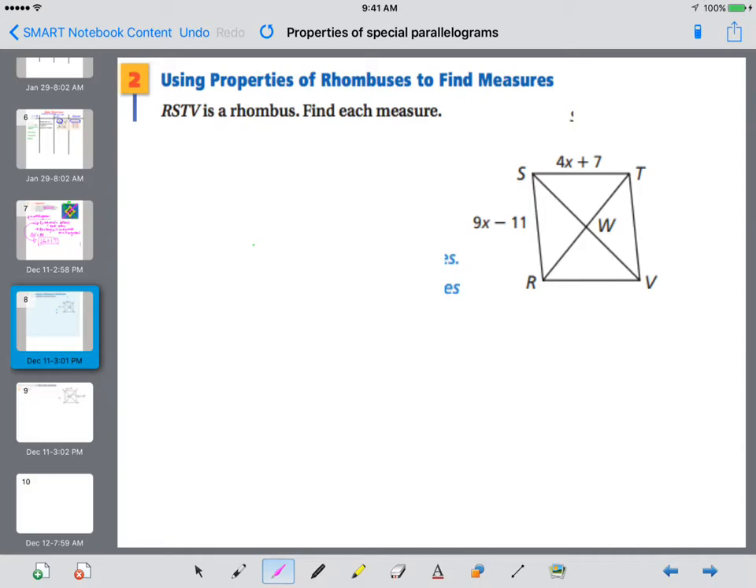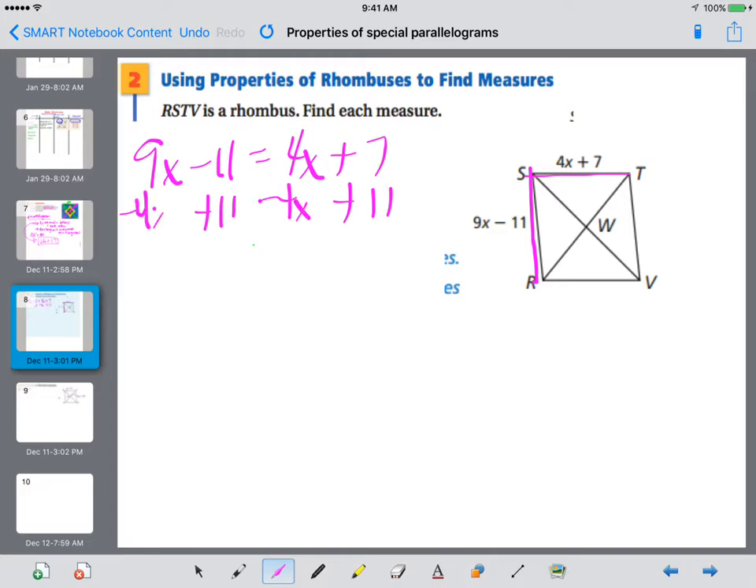RSTV is a rhombus. Find each measure. We have ST equals 4x plus 7. SR equals 9x minus 11. We can find each measure of the angles. In a rhombus, all sides are equal. So 9x minus 11 equals 4x plus 7. We solve for x. I add 11, subtract 4x. We're left with 5x equals 18.